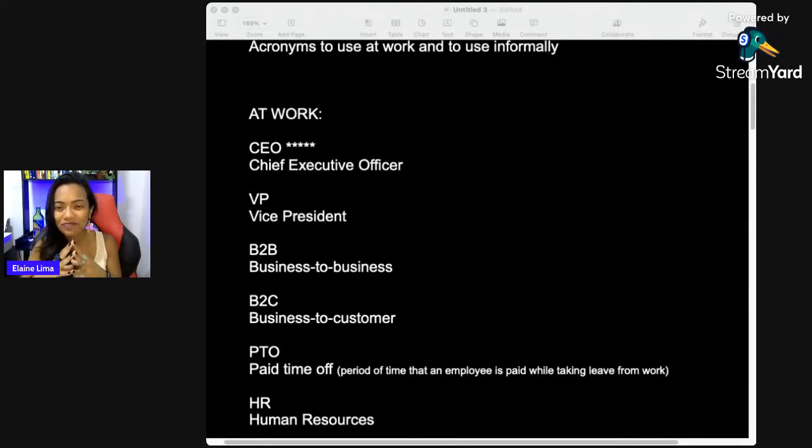And the next one, the one that everybody loves, this is very common nowadays, which is PTO. I don't know if your company uses this option, but some companies, some big companies, some tech companies, some startups, they use this a lot. And then a lot of people talk about this PTO. What is PTO? Pay time off. So it's a period of time that the person is paid while they're away from work.